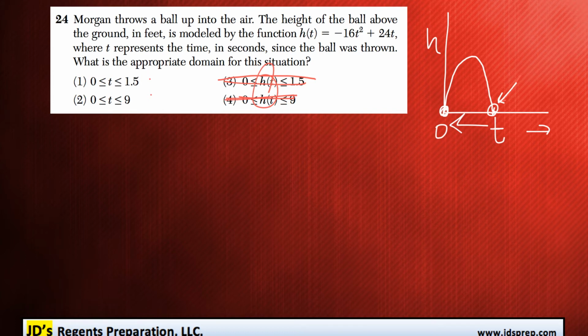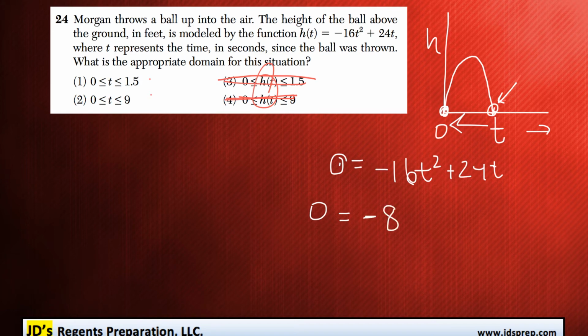Now to do that, to find our 0, we're going to set the height equal to 0. So it'd be 0 equals negative 16t squared plus 24t. And now we can factor and solve this. Now, I know we can factor out, looks like we can factor out a negative 8t. And we'd be left with 2t minus 3. And that's because if we were to multiply negative 8t times negative 3, you'd get positive 24t.